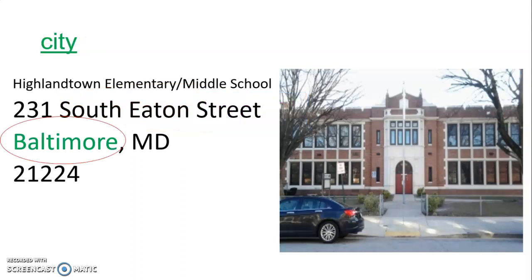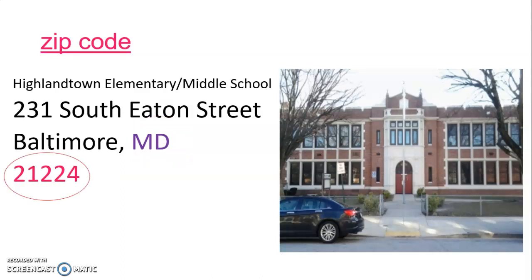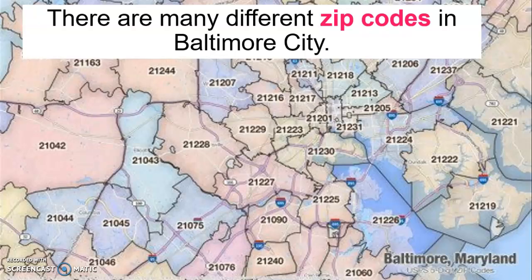The city is Baltimore. The state is Maryland. Pero para Maryland decimos MD for the state. And the zip code is 21224. So the zip code, o el código postal, is 21224. That's the zip code for Highlandtown Elementary Middle School.